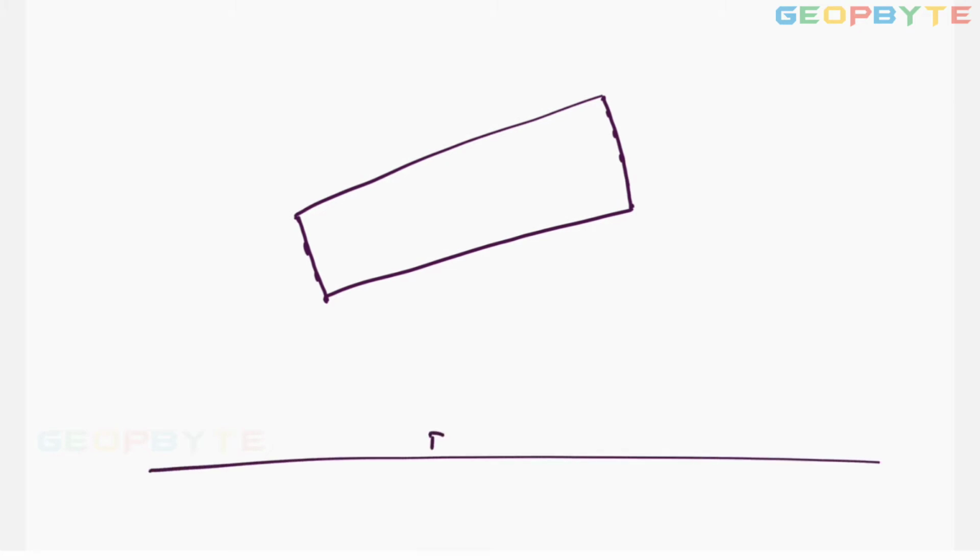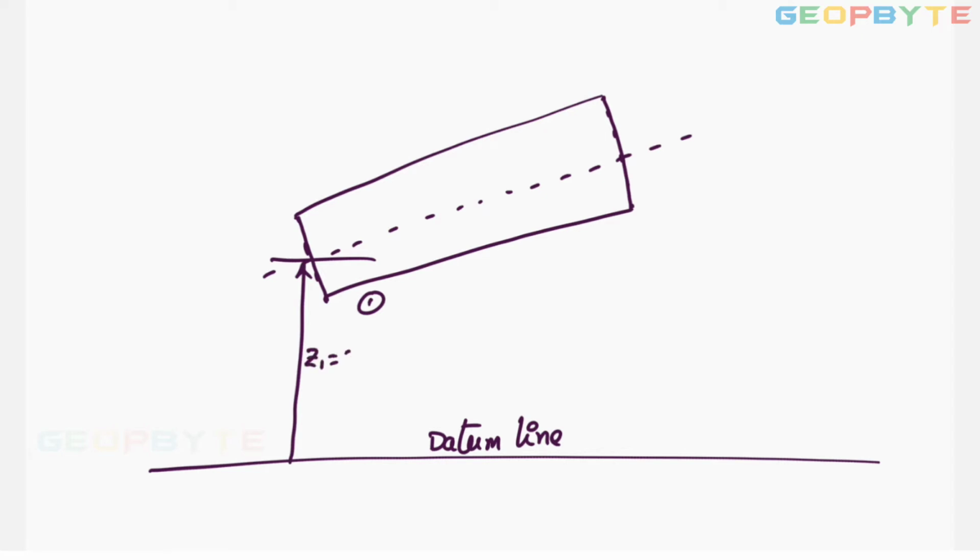This may be the datum line. With respect to the datum line, first let me draw the axis for the flow. This is the entrance where the elevation Z1 is equal to 3 meters. Similarly, this is the outlet where the elevation Z2 equal to, I think it is 4 meters.